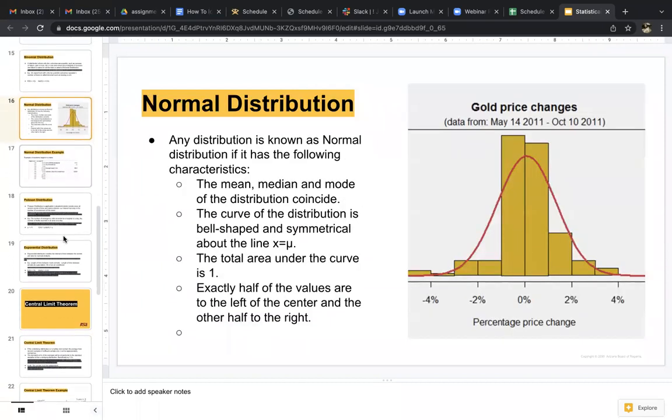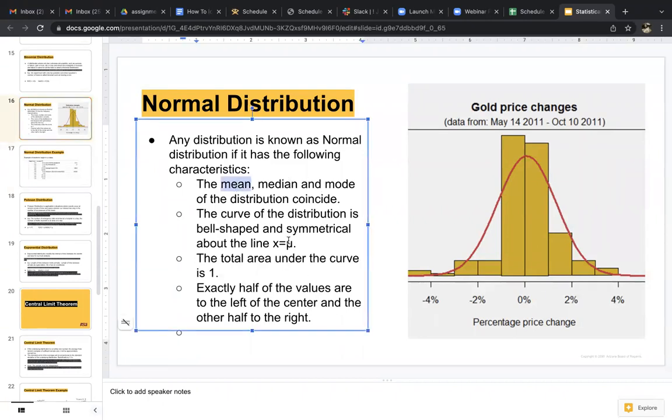The next one is the normal distribution, a very important one. Any distribution is known as normal distribution if it satisfies the following criteria. The criteria being the mean, median, and mode of the distribution coincide. Mean is nothing but the sum of all the values divided by the total number of outcomes. The median is your central value in the data set, and the mode is the number or the data which occurs the maximum number of times, whose frequency is maximum. That is nothing but your mode. So in an ideal normal distribution, all these three values coincide.